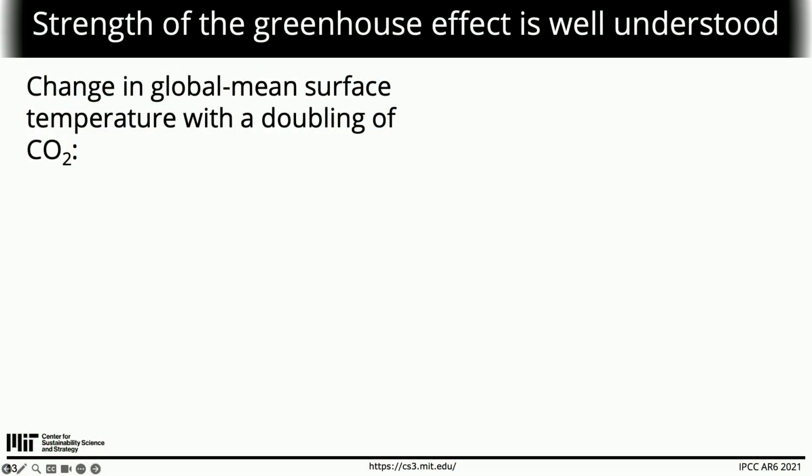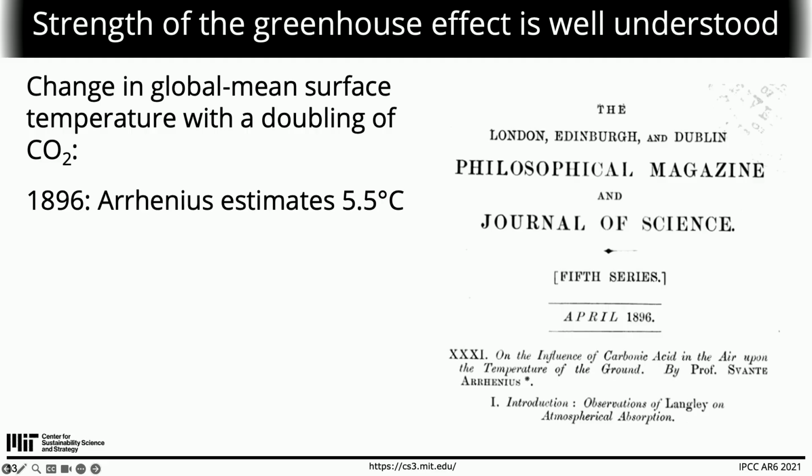So finally, I just want to say that the strength of the greenhouse effect is quite well understood, and it's something that we've known about for a long time. The metric commonly used in earth science is the change in global mean surface temperature, so just the temperature averaged over the entire globe over a long period of time, with a doubling of CO2. In the late 1800s, Svante Arrhenius, a chemist, estimated that this value was roughly 5.5 degrees Celsius.